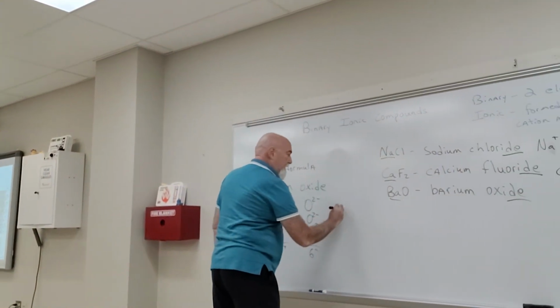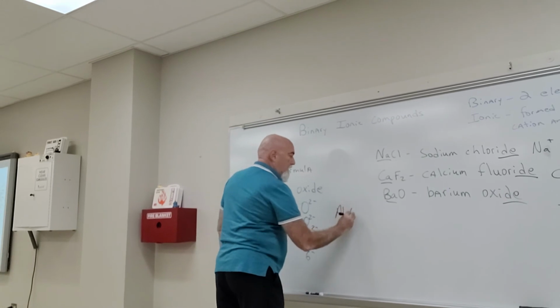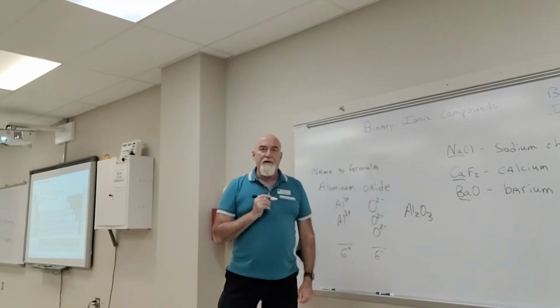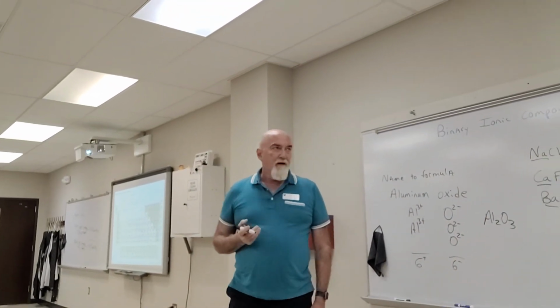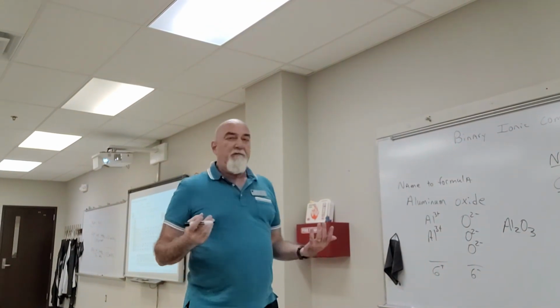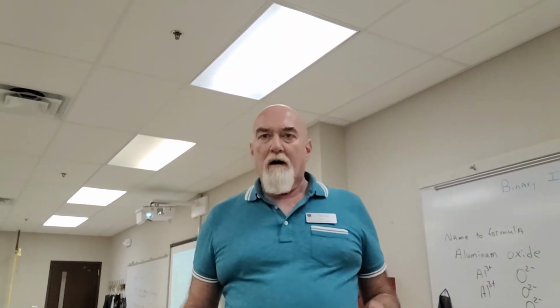So we write our formula, Al2O3. That is aluminum oxide. And that is how you write the formula when you have the name of binary ionic compounds.